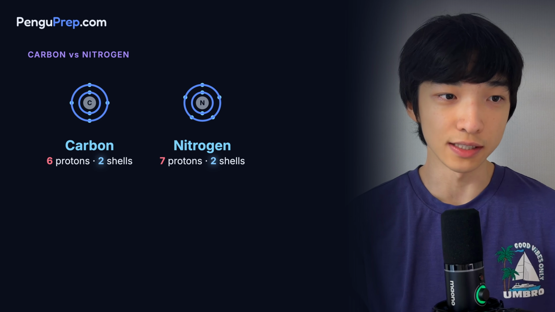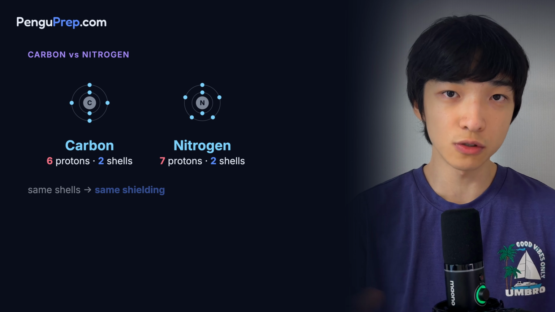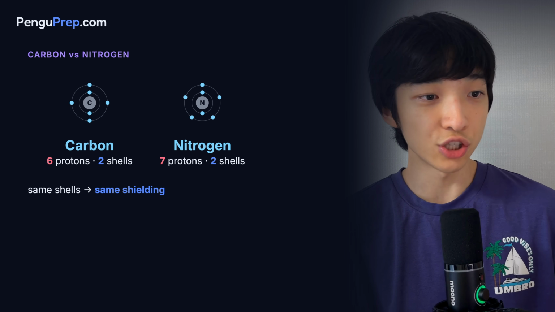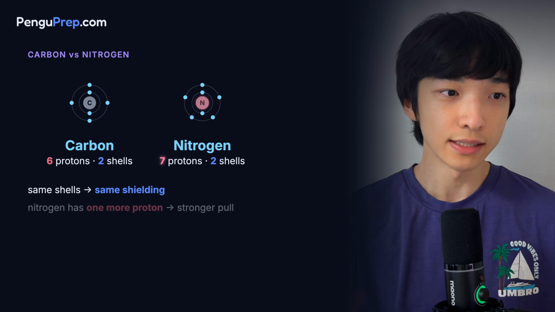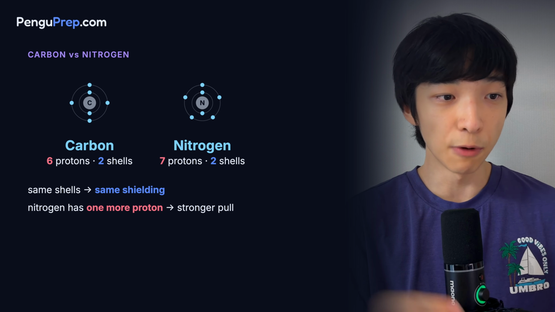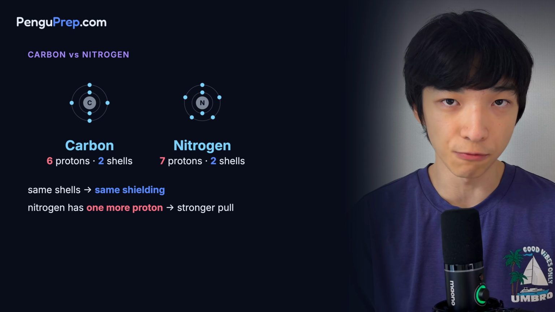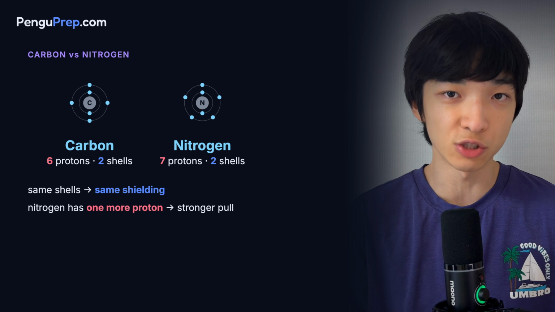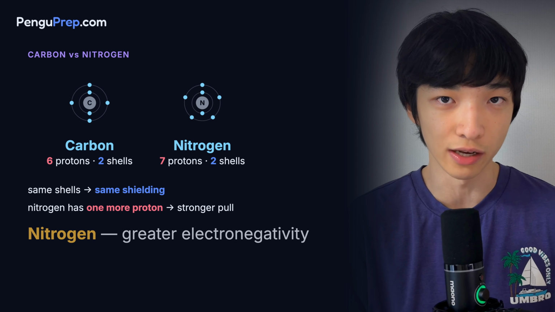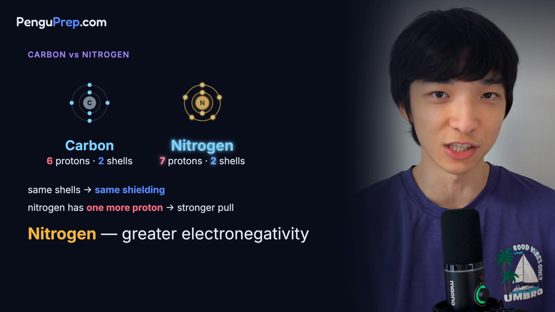Now, the number of shells are the same, so the repulsive forces due to the electron shells for both elements is going to be roughly the same. Now, nitrogen has 1 more proton than carbon. This means that its attractive forces are going to be stronger than carbon. Since both elements have the same amount of repulsive force, but nitrogen has a greater attractive force than carbon, nitrogen has a stronger tendency to attract an electron. Hence, nitrogen has a greater electronegativity.